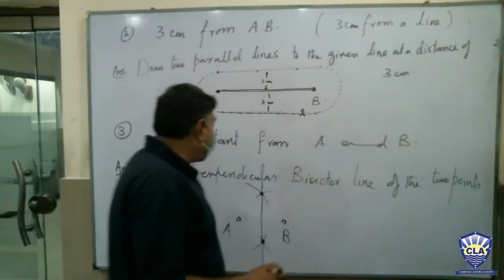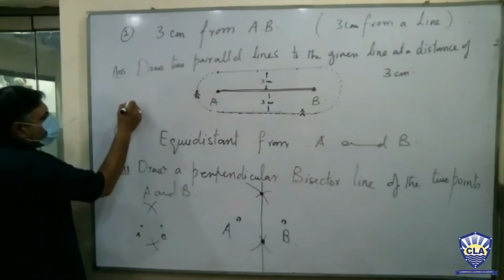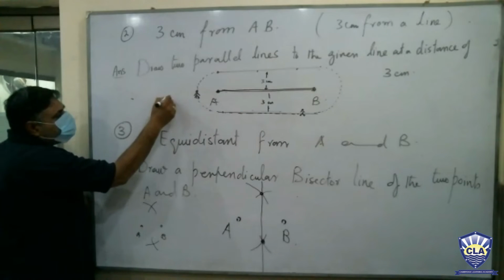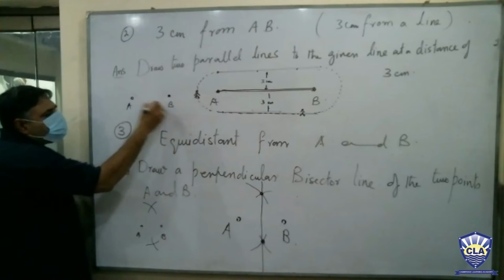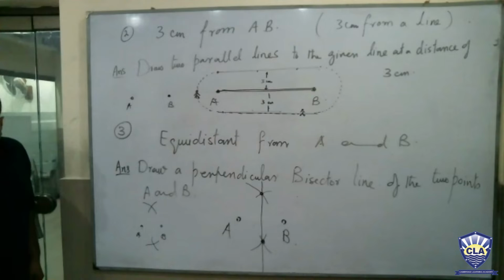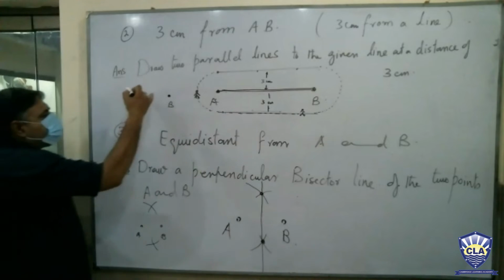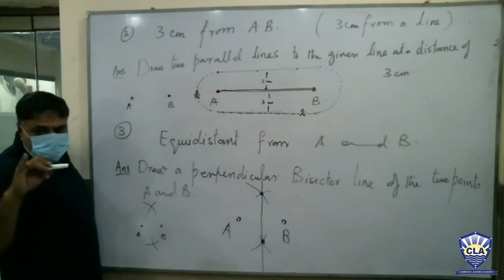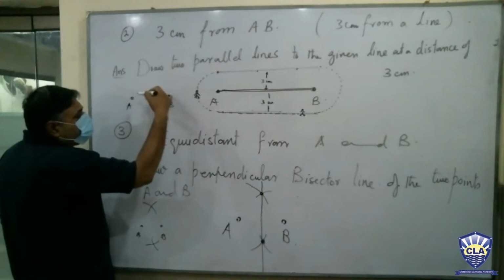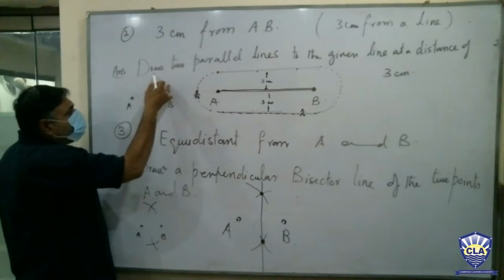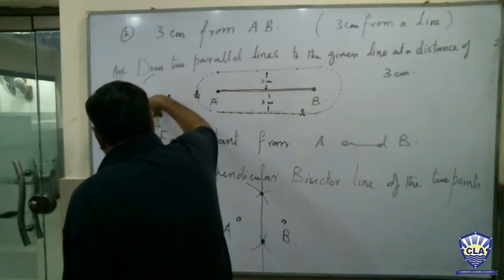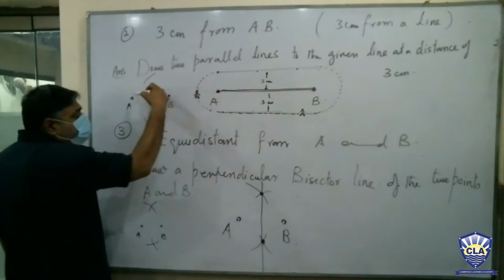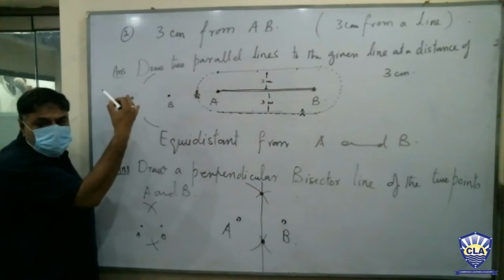What is a perpendicular bisector? These are the two points. You want to draw a perpendicular bisector of AB. Okay? So please place the needle of the compass, and draw an arc above and below. Now, do not change the compass opening. The opening of the compass remains the same.